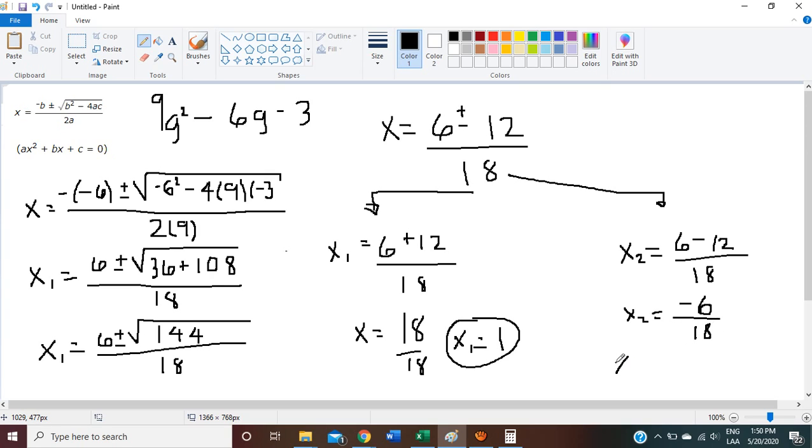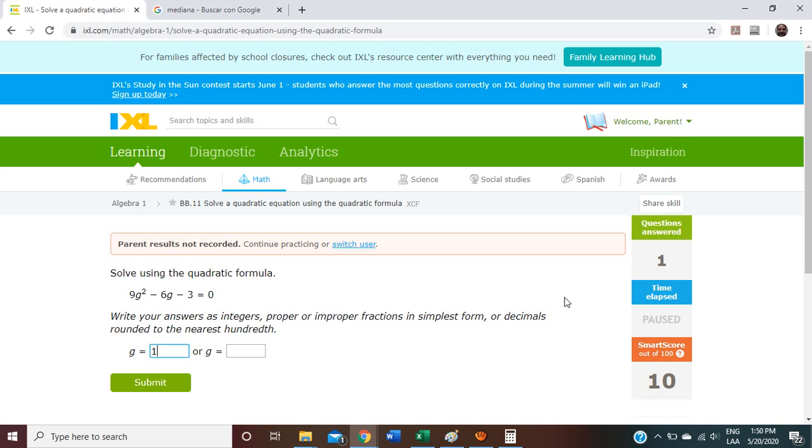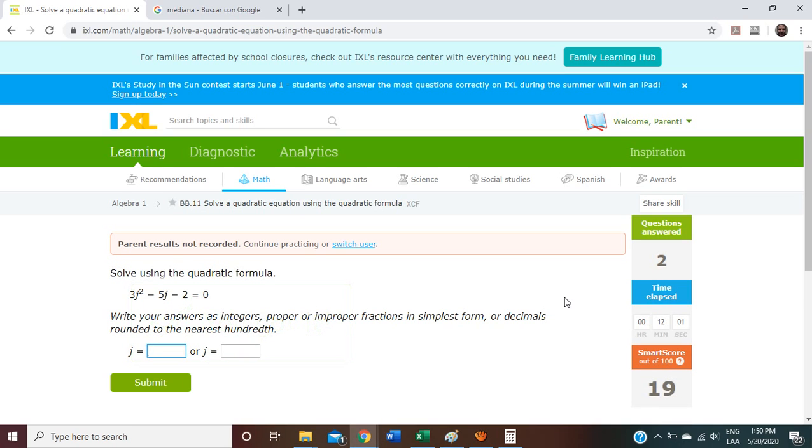So if I simplify this, negative 6 divided by 6 equals negative 1, and 18 divided by 6 equals 3. So it's going to be 1 and negative 1/3. Let's check our answers in IXL. 1 and negative 1/3. All right, you got it. Okay, just continue like that, but just be careful.